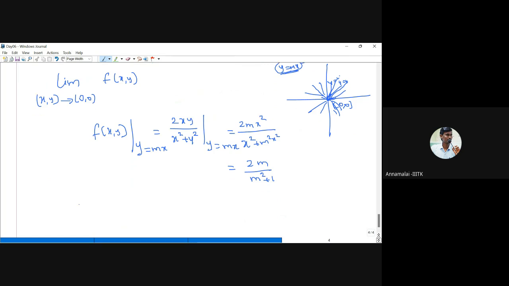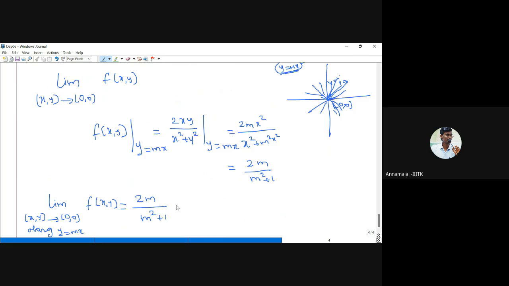Now, what is the limit? If you take the limit as x comma y approaches 0 comma 0 along the path y equal to mx, I am considering only this. What is f of x comma y? Just now we proved that it is 2m by m square plus 1. Because there is no x, y here, we get just a number, 2m by m square plus 1. But this is not a unique value. If you change the values of m, you'll get a different value.